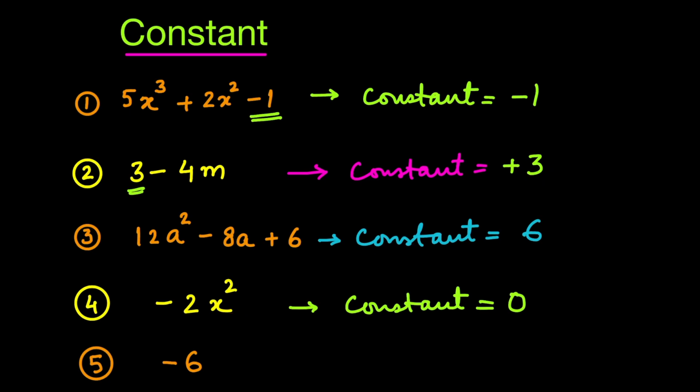Now in the next example, we do not see any variable here. When there is no variable, this complete term will be the constant term. So we write the constant in this case as -6. Don't forget to take the sign with it.